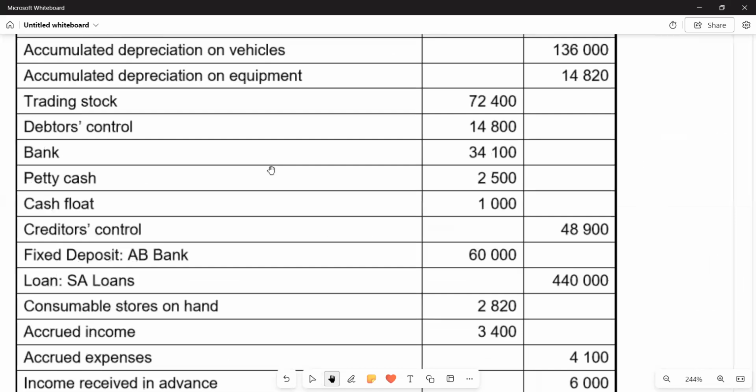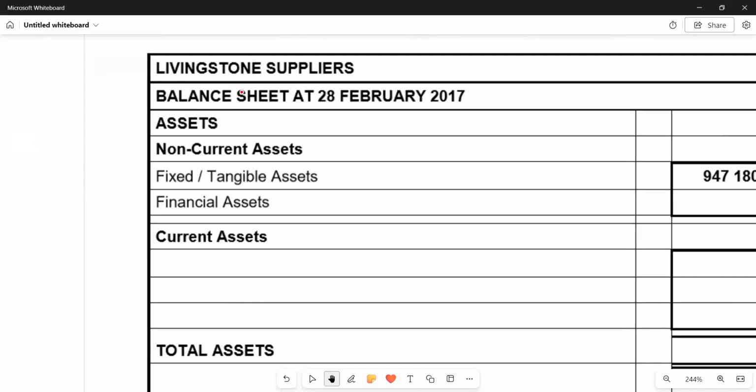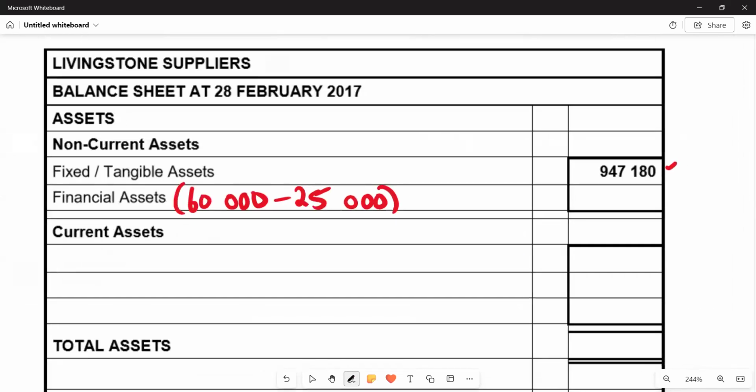We try to see fixed deposit, we have got 60,000. So we subtract 25,000 there, and we are left with the net figure for our financial assets. So we go to the other section. On financial assets, we are just going to say as per the wiki, 60,000, and then we are subtracting our 25,000. We subtract there, and you are supposed to get your 35,000 as your net balance for financial assets.